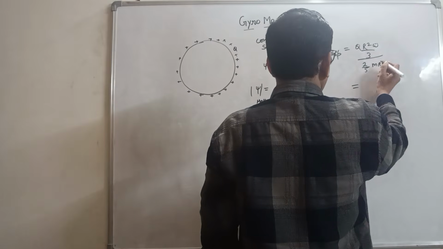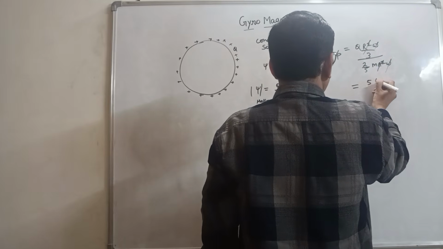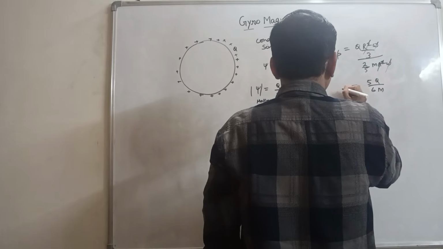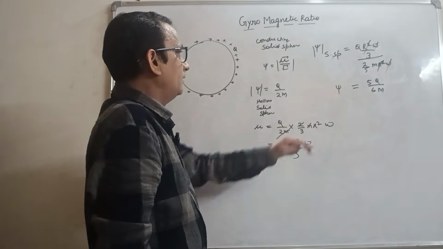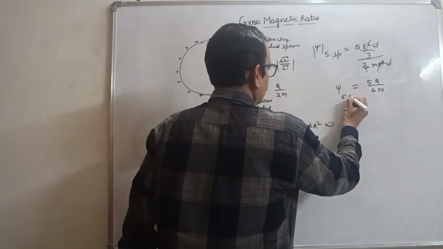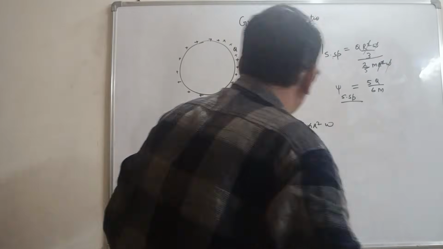Q, r square, r square cancel out, omega cancel out. This becomes 5q by 6m. This is the gyromagnetic ratio for a solid sphere. So also we can solve it this way.